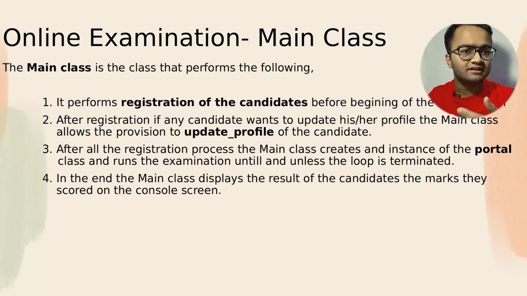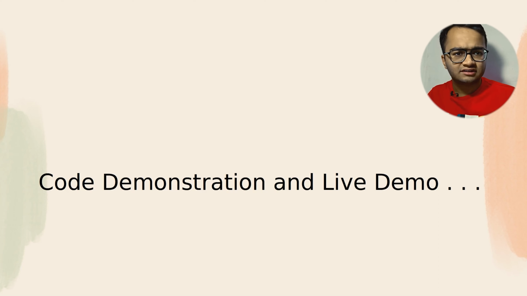After that, if the registration is complete, the main class creates an instance of the portal class and allows the user or the candidate to take the test accordingly. Once the test is completed for all the candidates, the main class also displays the marks obtained by the candidates while giving the test. Okay, so that's all about the project structure, you can say.